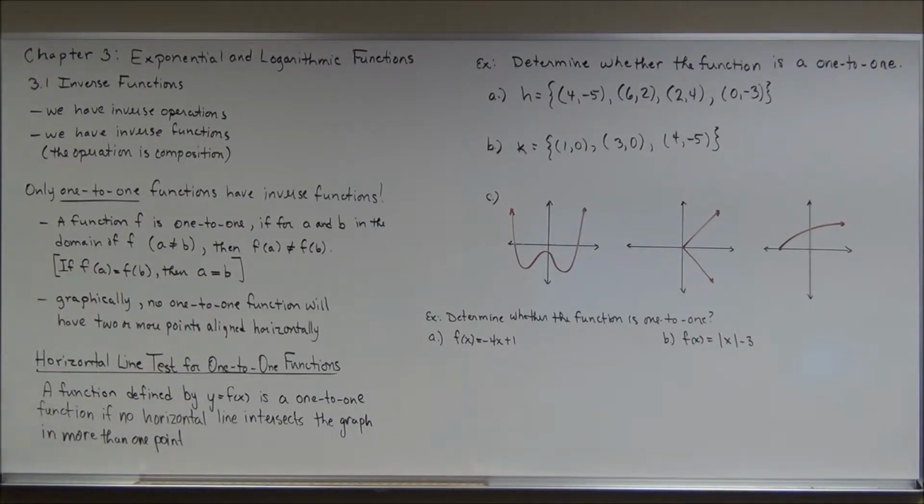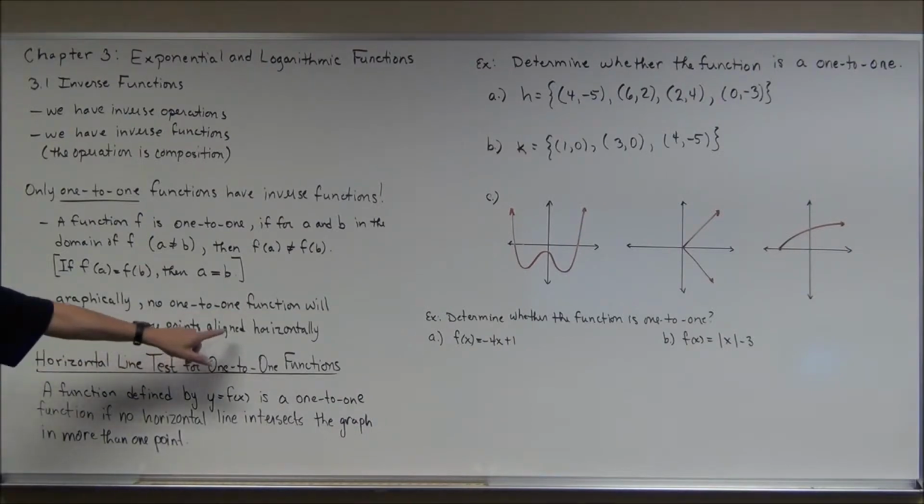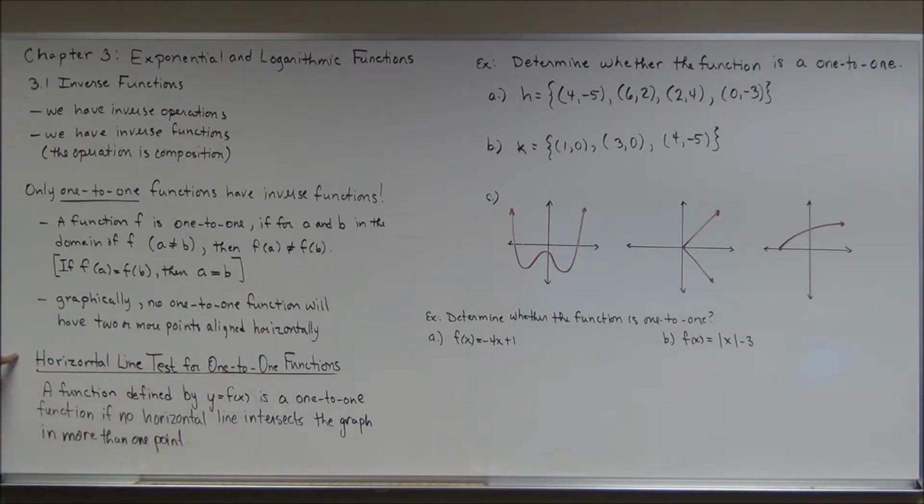Now graphically, we know that when we're trying to determine if the graph of a relation is a function, we use the vertical line test. Well, to see if it's a one-to-one function, we use what we call a horizontal line test. No one-to-one function will have two or more points that are aligned horizontally, and here's the actual test. A function defined by y equals f of x is a one-to-one function if no horizontal line intersects the graph in more than one point. So we're going to use this and this to answer some questions over here.